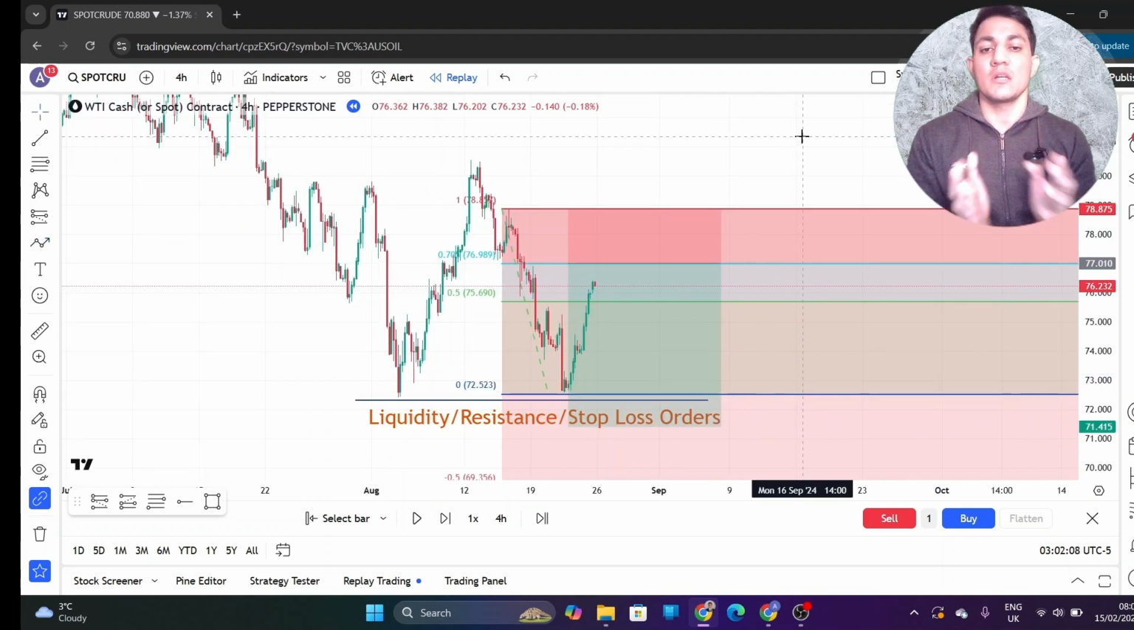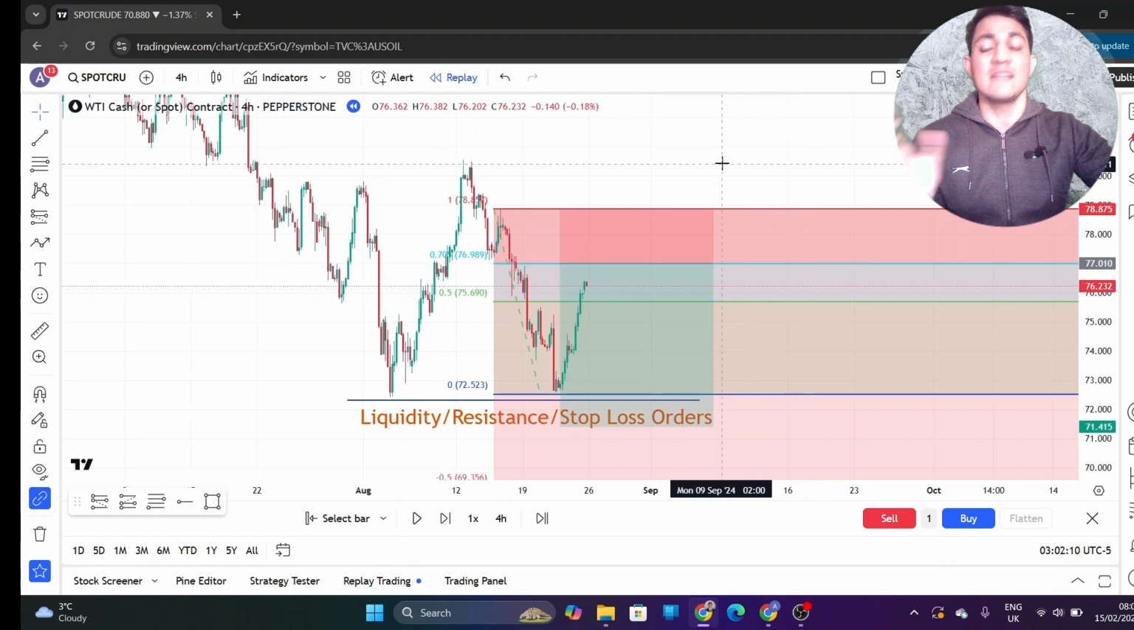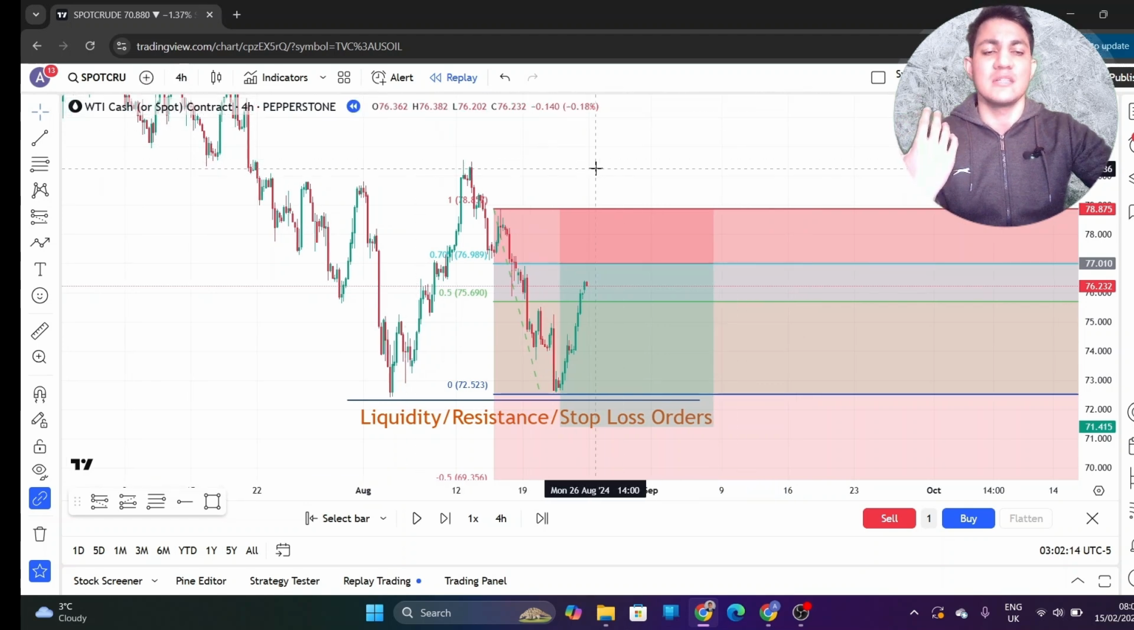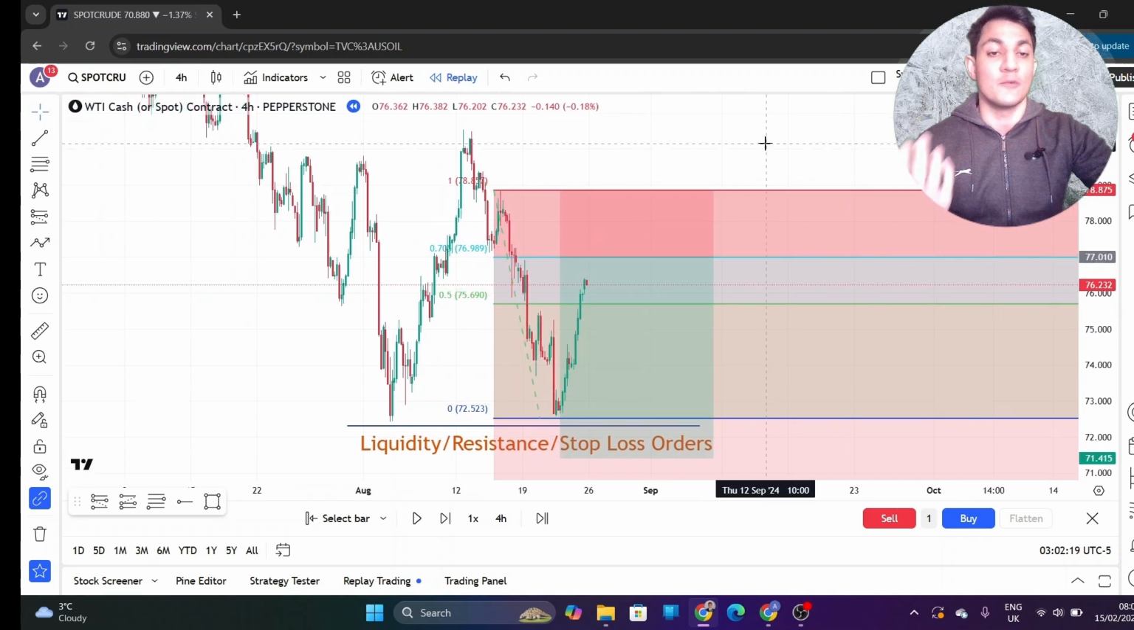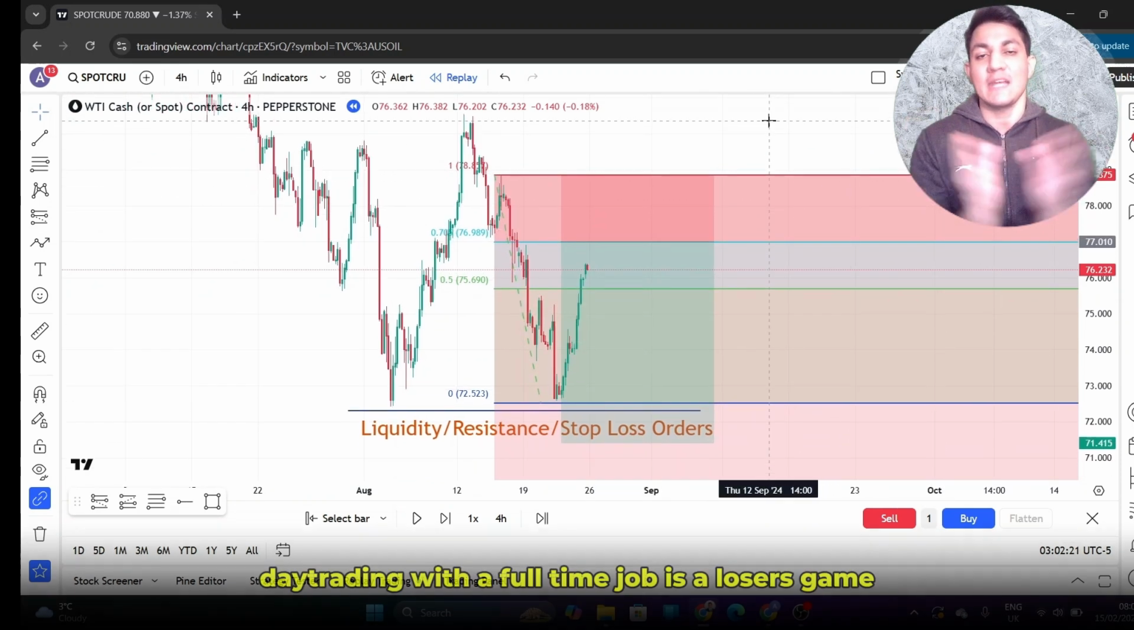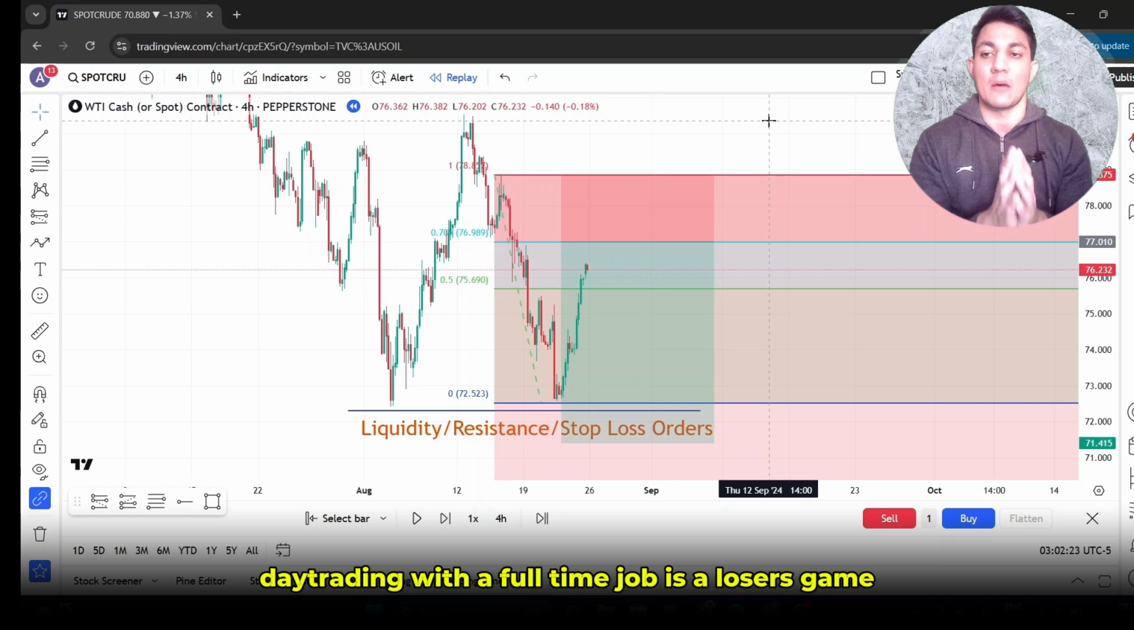Okay, and now what we're going to do, if you're in live price action, and this is what I love, this is another thing I love about the 4-hour chart. You can easily fit this around work, right? Where I was working a 9-to-5 job, I tried to day trade, and it was absolute suicide. Day trading with a full-time job is a loser's game. I would strongly recommend just to use the 4-hour chart.